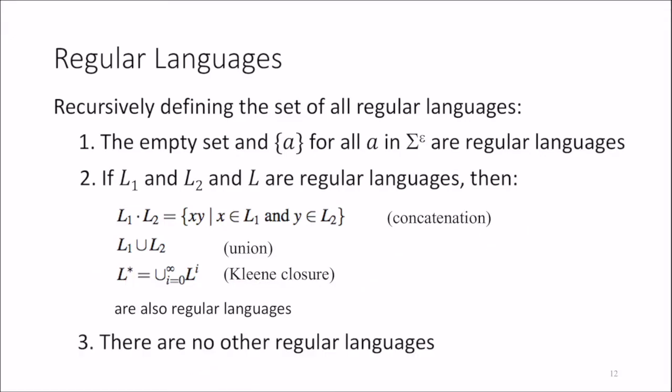And finally, the last rule in constructing a regular language is that there are no other regular languages other than what you can construct by using these recursive rules and this set of base cases: the empty set and a set containing a single symbol as a string. So that's all you can use to define a regular language.